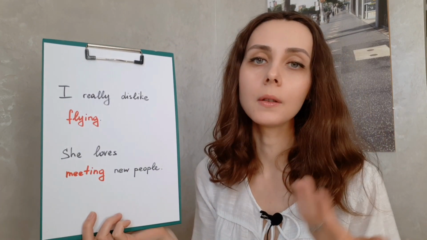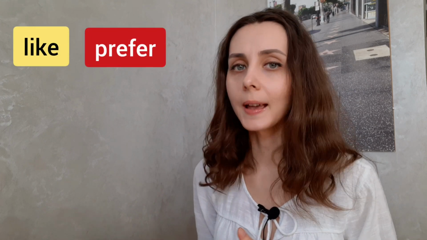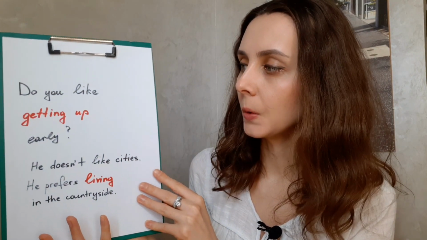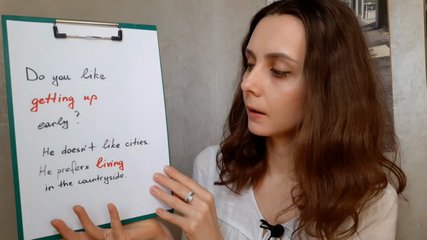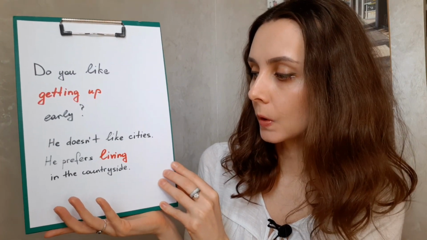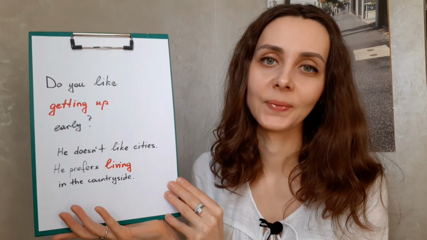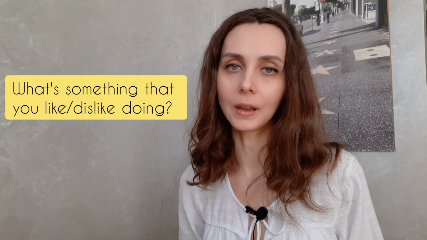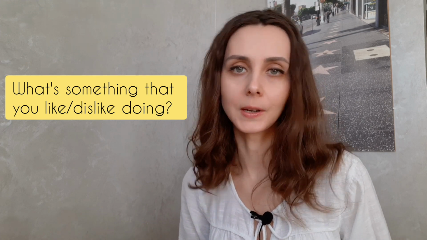So very common verbs where gerund is used as an object are like, prefer, dislike, hate, love, enjoy, and so on. Some other examples. Do you like getting up early? He doesn't like cities. He prefers living in the countryside. So stop this video and think about something that you really like doing and something that you dislike doing. And of course, use gerund in your sentences to practice.